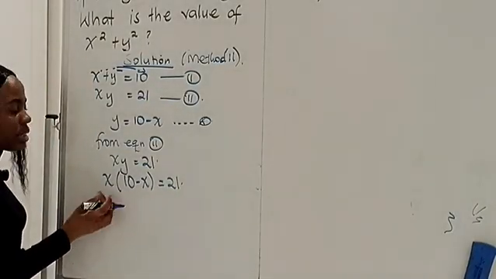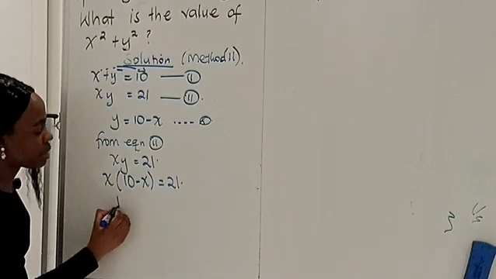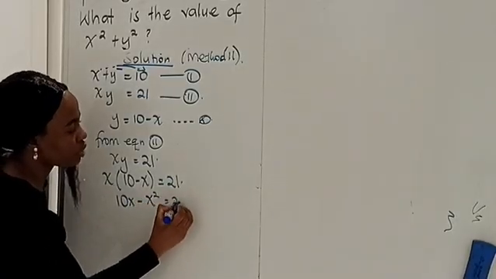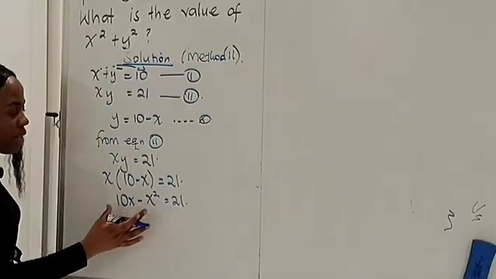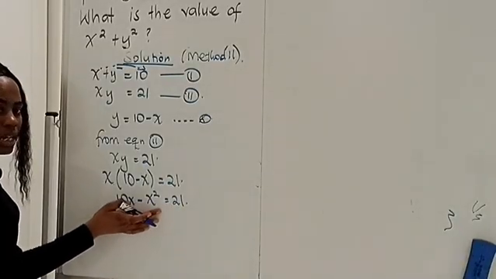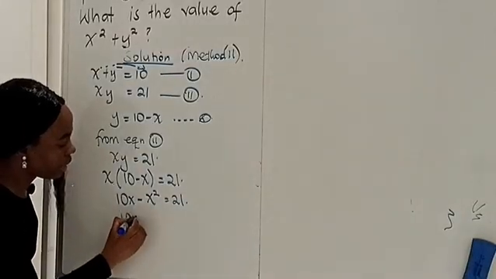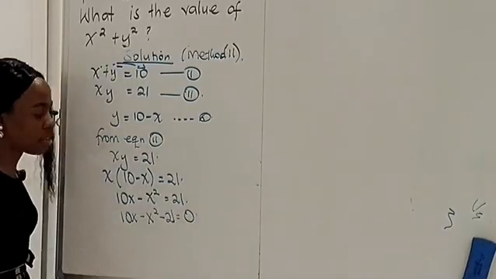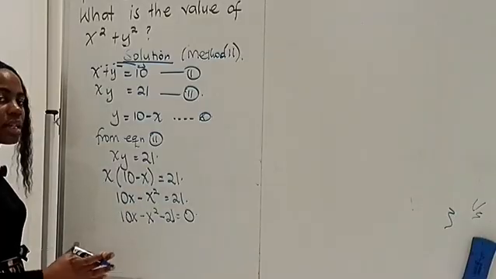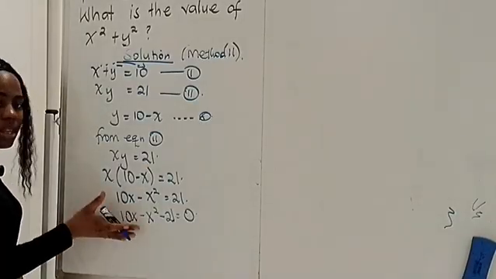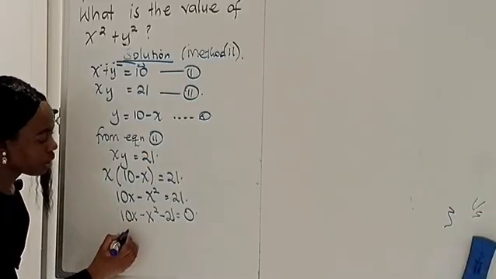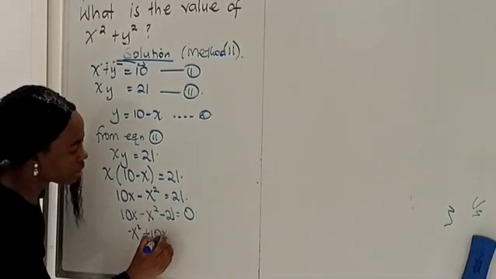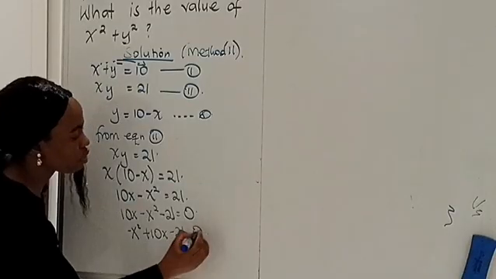Let us distribute this x by opening brackets. That is 10x minus, this is x squared, is equal to 21, okay? Now after that, I am going to bring everything to the left hand side. I'll have 10x minus x squared minus 21 is equal to 0. Let us rearrange this as a quadratic equation, as per the standards of a quadratic equation. I'll start with negative x squared, then plus 10x, then minus 21 is equal to 0.